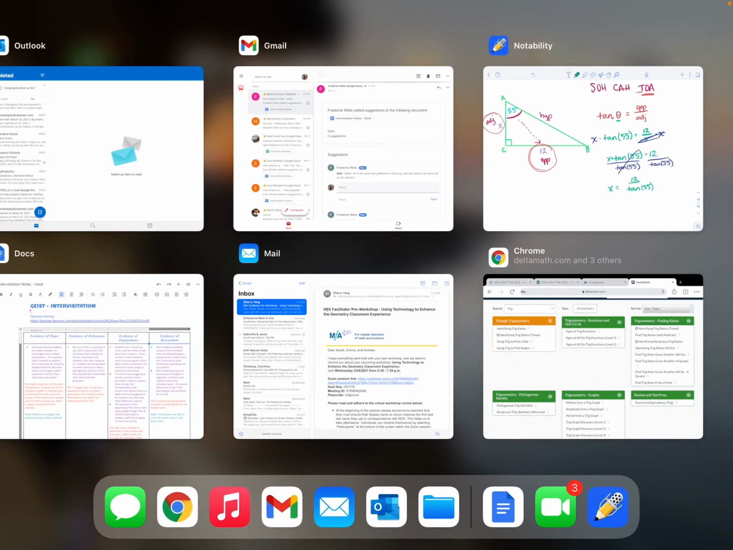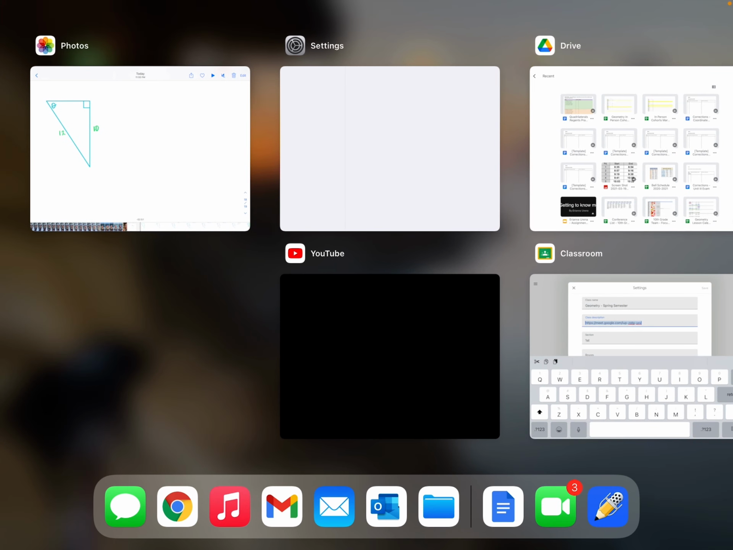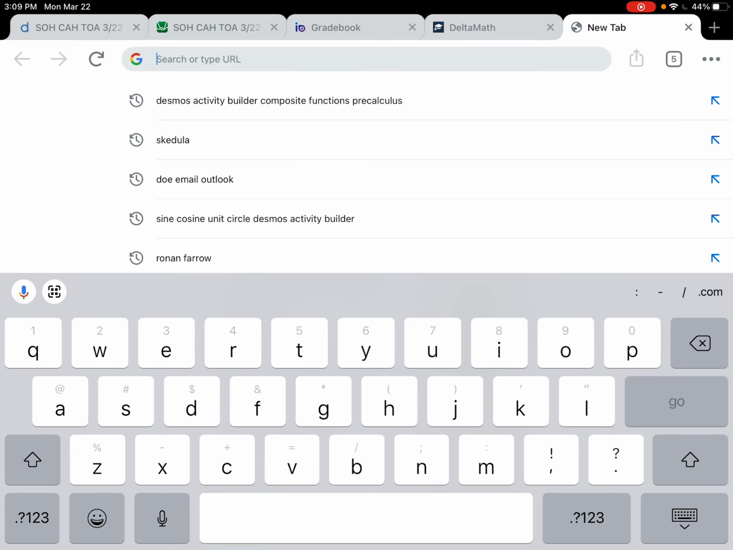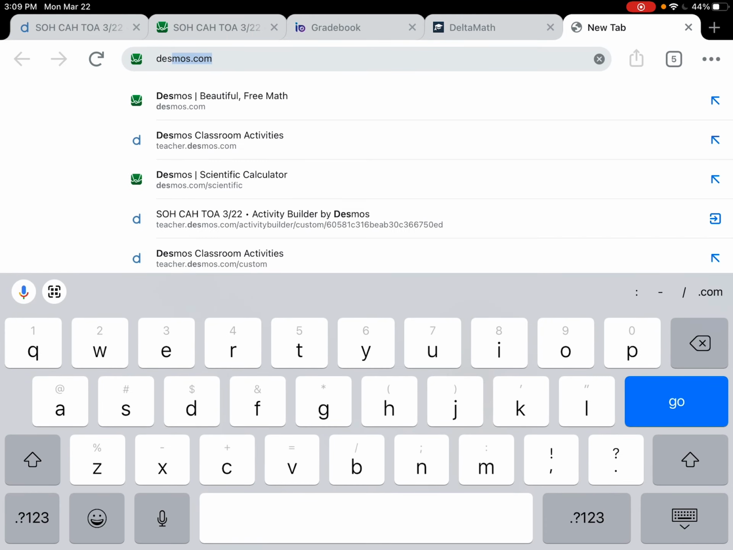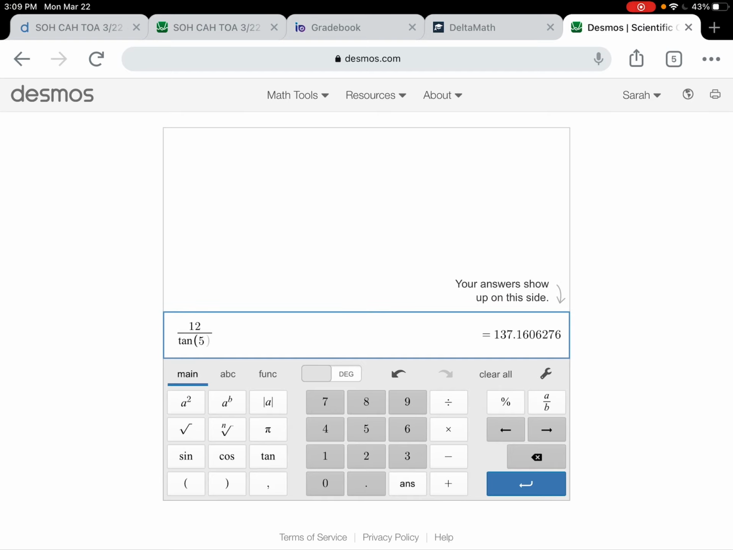Let's see, do I have a calculator ready here? Of course not. Okay, so I can always go into the Desmos Scientific Calculator. If you just type Desmos, it's probably one of the first things that will come up. Okay, so it was 12 divided by tangent of 55. We'll round this to the nearest tenth, which would be 8.4.